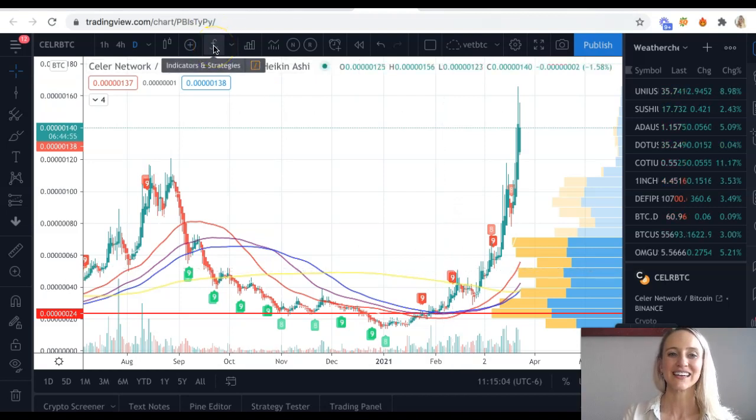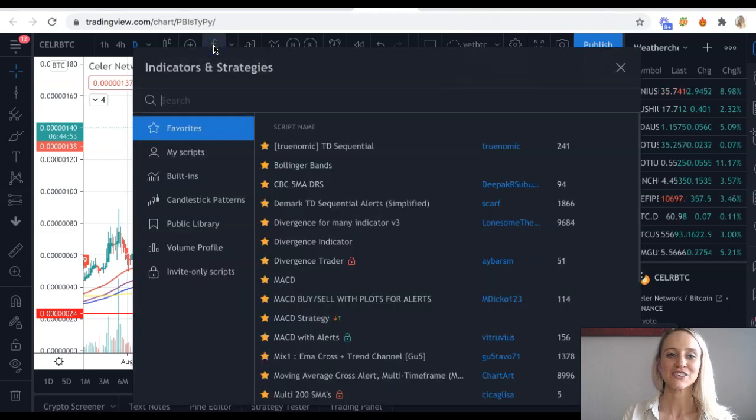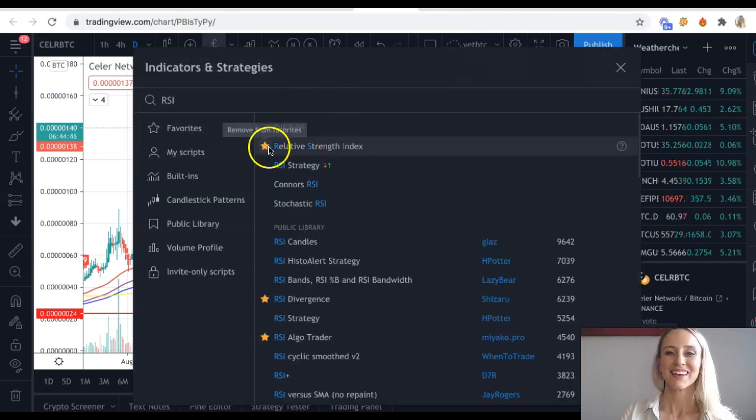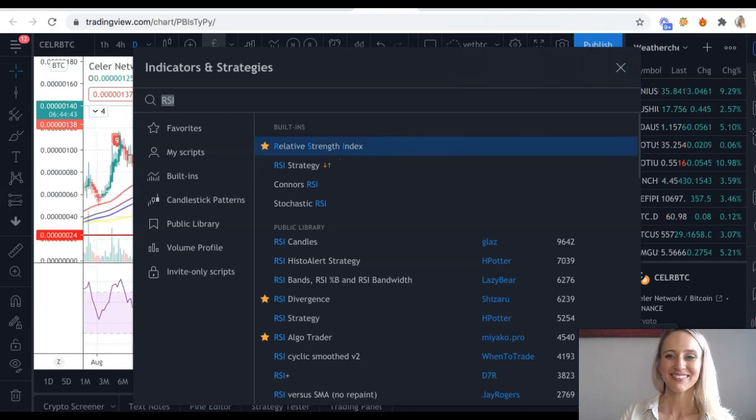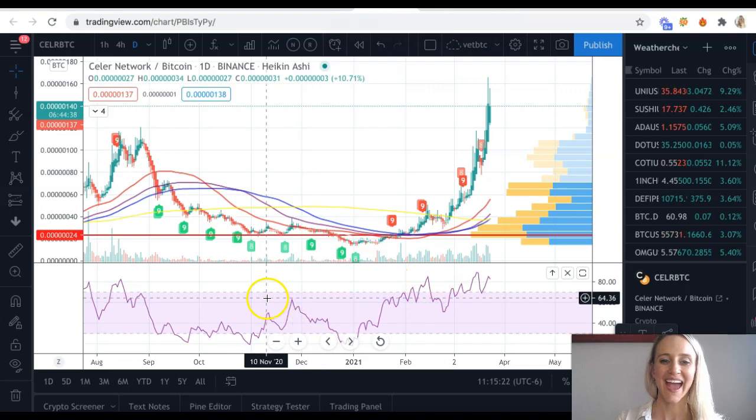So to add on your indicator RSI, you'll click this Indicators and Strategies, you'll type in RSI. You'll see it popped up Relative Strength Index. So you select it, and now you have your RSI added.